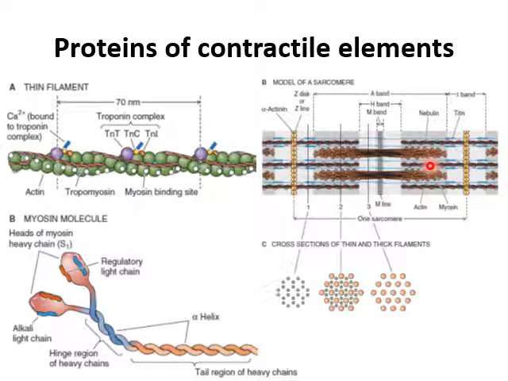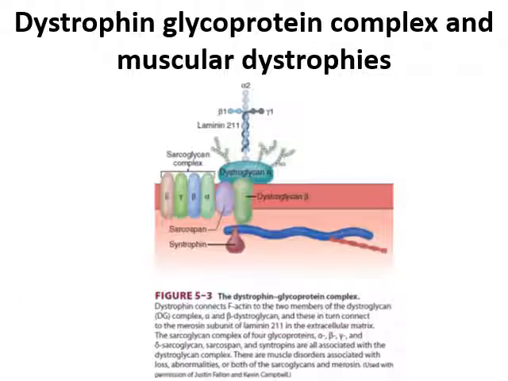Okay, that's all about the important proteins of contractile element. Last but not the least is desmin. Desmin is one protein which attaches the Z line to plasma membrane. Next important component of contractile proteins is dystrophin glycoprotein complex. This provides a scaffolding for the contractile elements, mainly the actin.